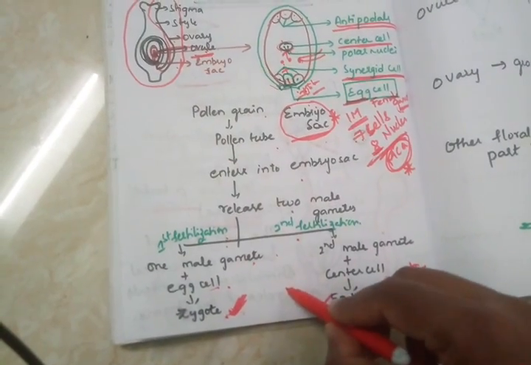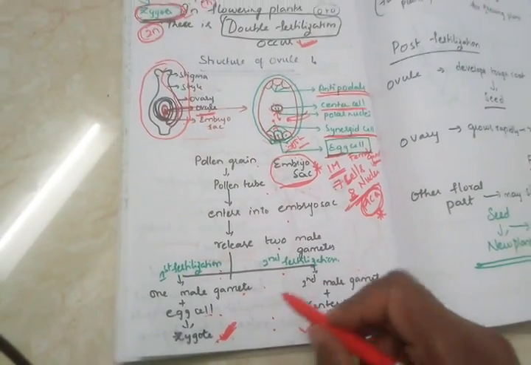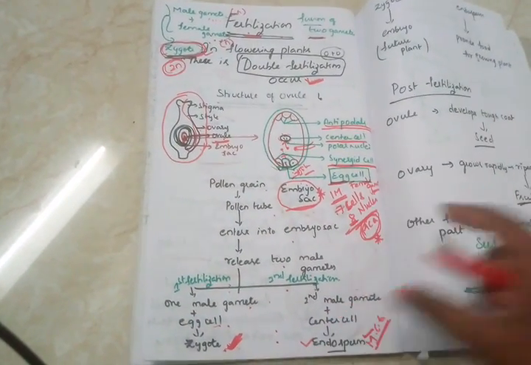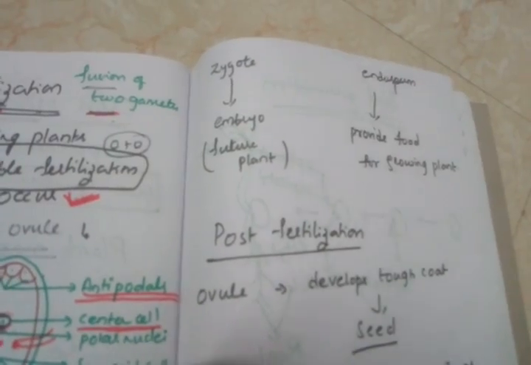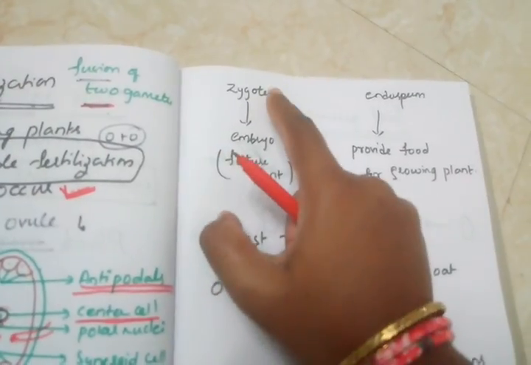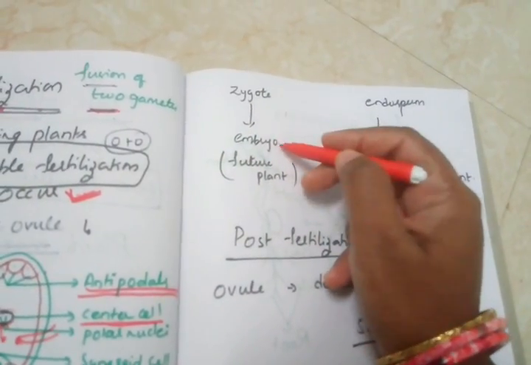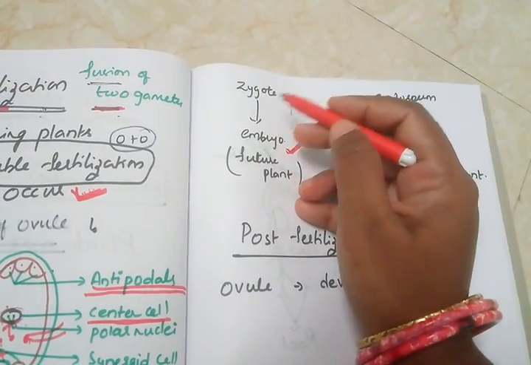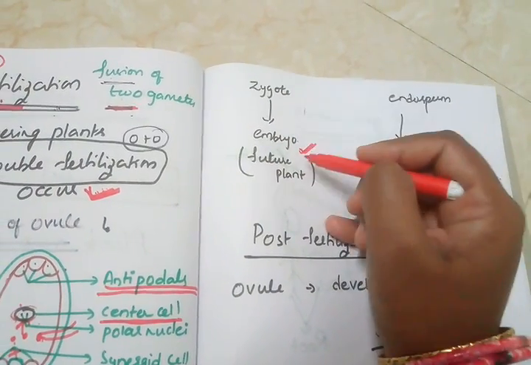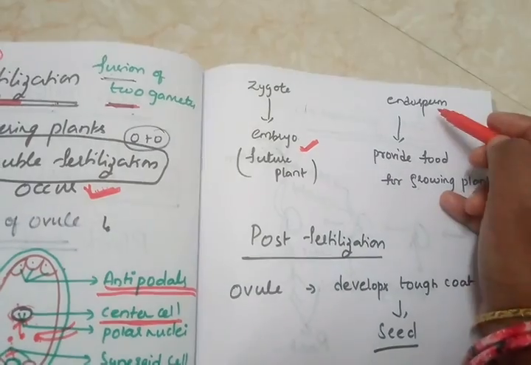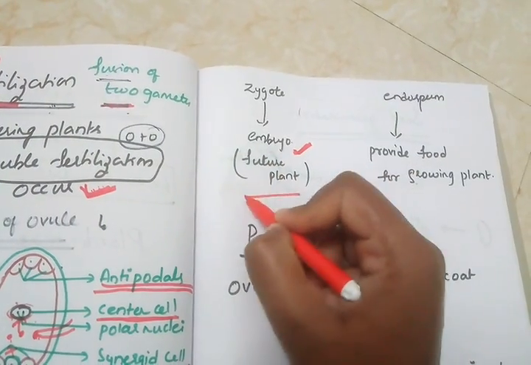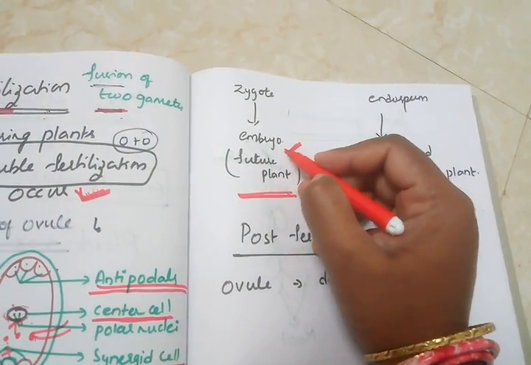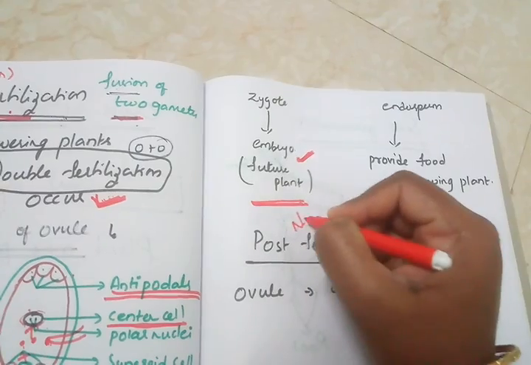Is that clear up to this? This is called double fertilization, an important step in the reproduction of plants. Next, after formation of the zygote, it further divides and forms the embryo. So the zygote undergoes cell division and finally forms what? Embryo. And this embryo is the future plant. The embryo further develops into a new plant.